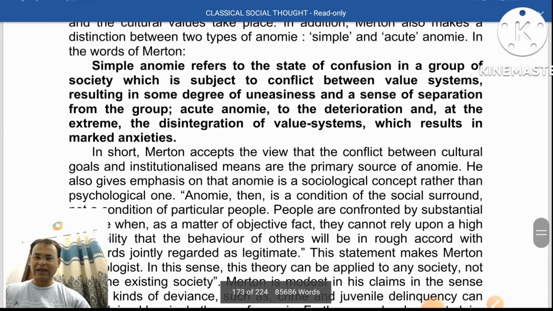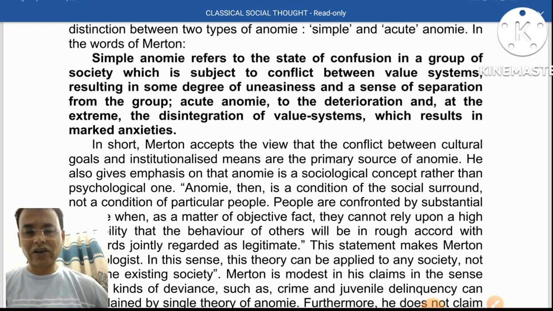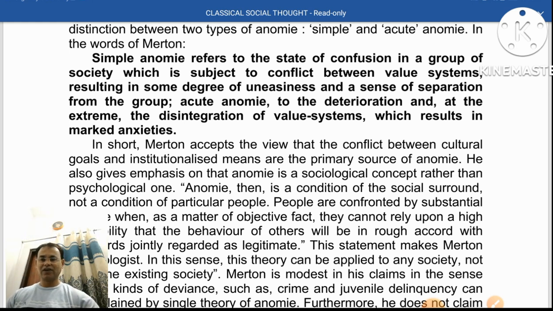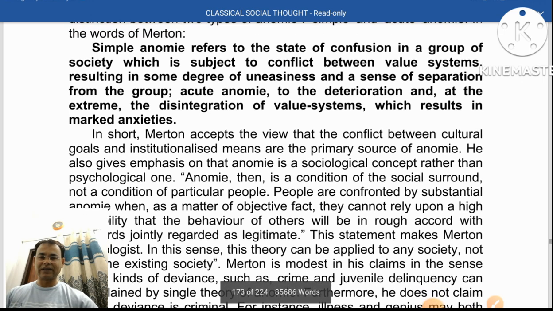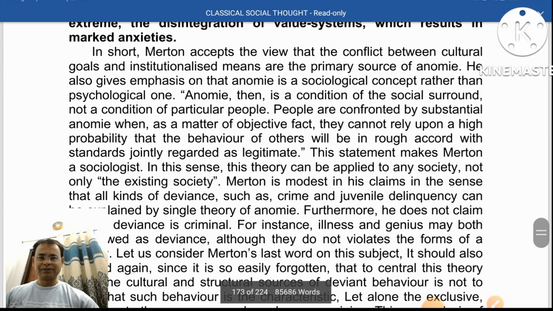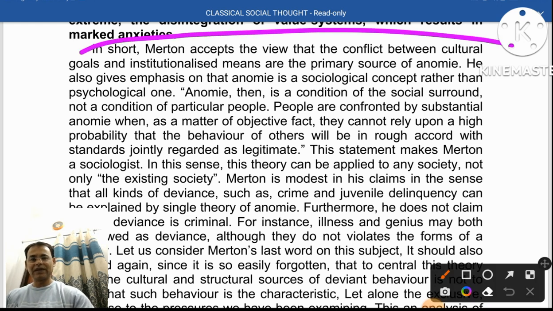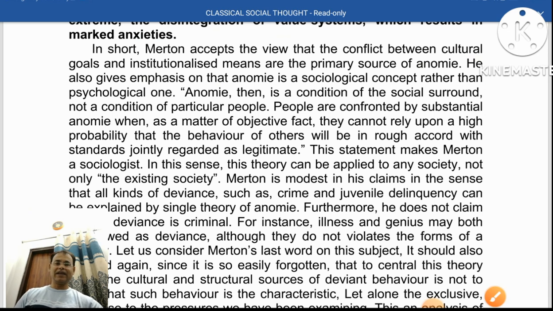Anomie refers to a state of confusion in a group or society which is subject to conflict between value systems, resulting in some degree of uneasiness and a sense of separation from the group. Acute anomie leads to deterioration and, at the extreme, the disintegration of the value system, which results in marked anxiety. In short, Merton accepts the view that the conflict between cultural goals and institutionalized means is the primary source of anomie. So he also gave emphasis to anomie as a sociological concept rather than a psychological one.